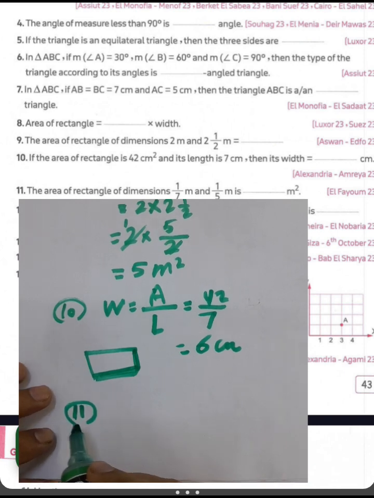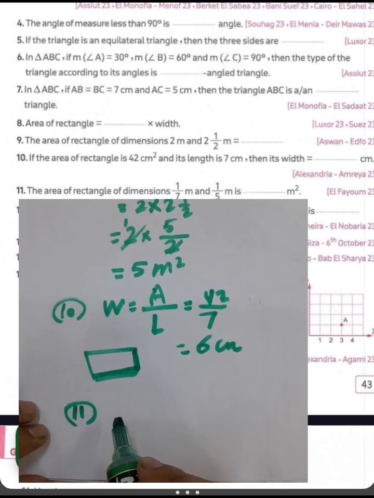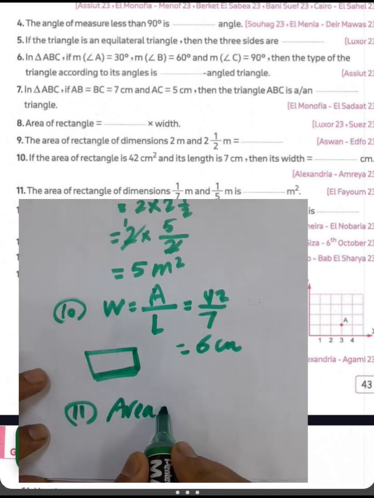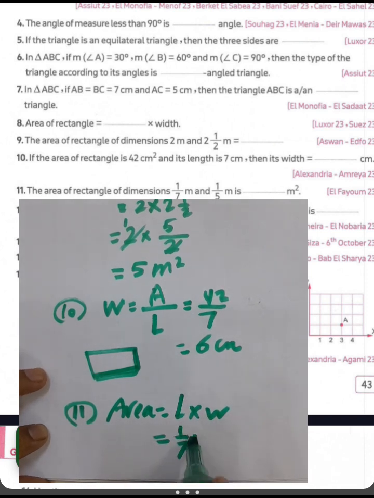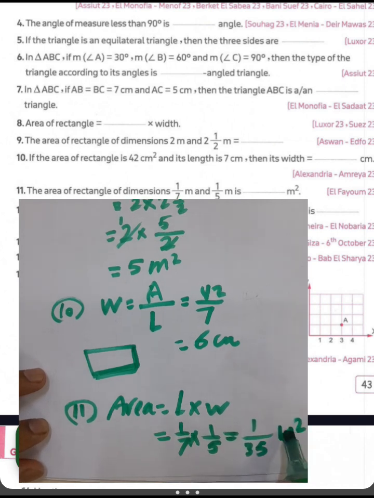The area of a rectangle of dimensions 1/7 meter and 1/5 meter equals what? Okay, we can write the area equals length product by width. The length here is 1 over 7, product by width 1 over 5. 1 times 1 equals 1. 5 times 7 equals 35. Then the result will be 1 over 35 square meter.